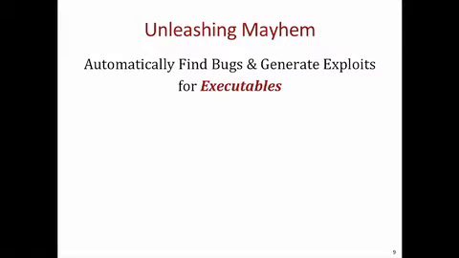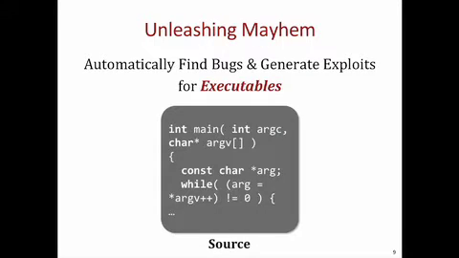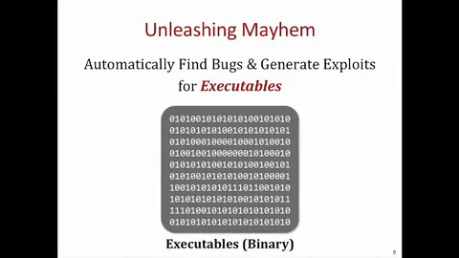So these are the two parts of the AEG challenge. In this talk, we introduce Mayhem, a system to handle this AEG challenge for executables. What I mean by executable here is that we do not require a source code. Instead, we take a raw binary as an input, find bugs, and generate exploits. So I'll show you a live demo right now.